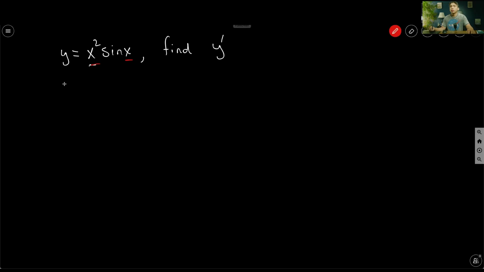And again, the product rule says y prime is equal to, we take the derivative of the first thing. In this case, the derivative of x squared, which is 2x. We leave the second thing alone. So then this becomes 2x times sine of x. And then we add to that, plus you leave the first thing alone, which in this case is x squared. And then you take the derivative of the second. In this case, the derivative of sine is cosine of x.